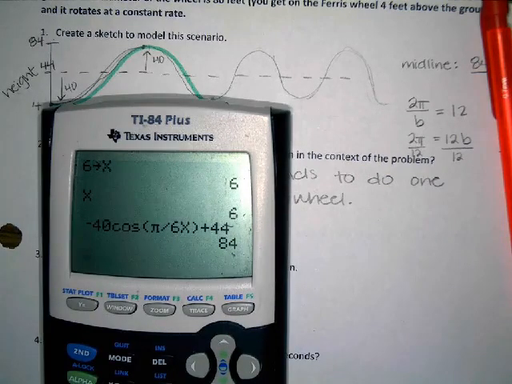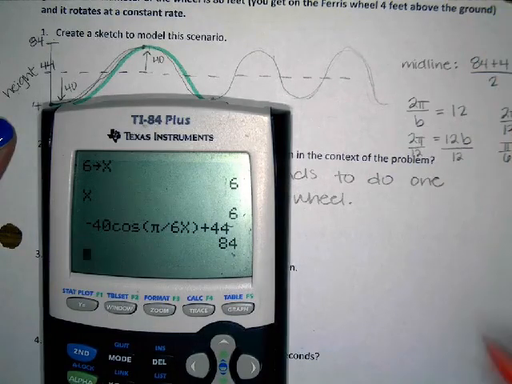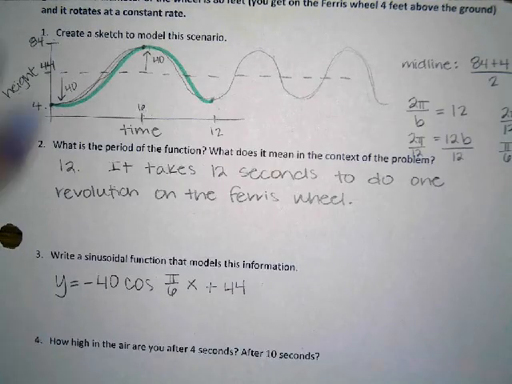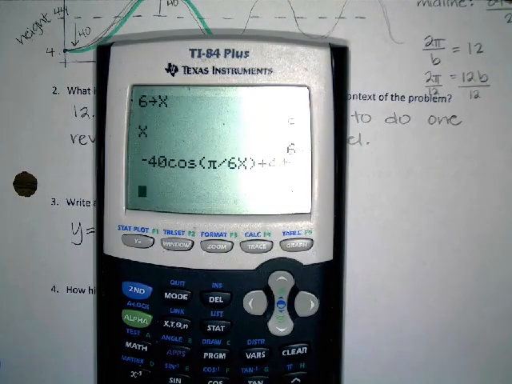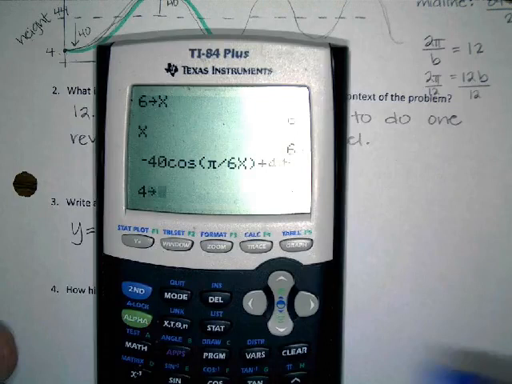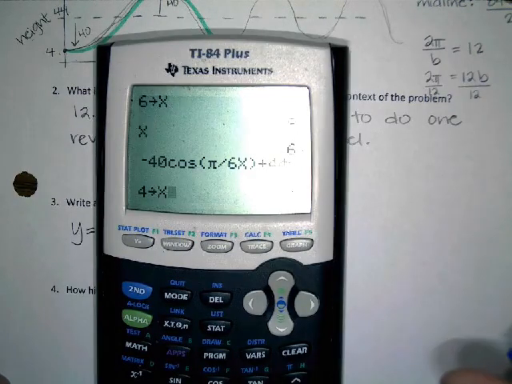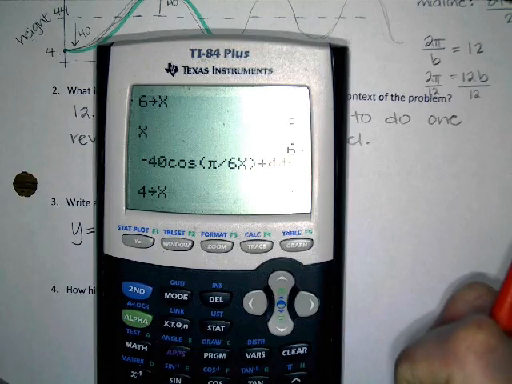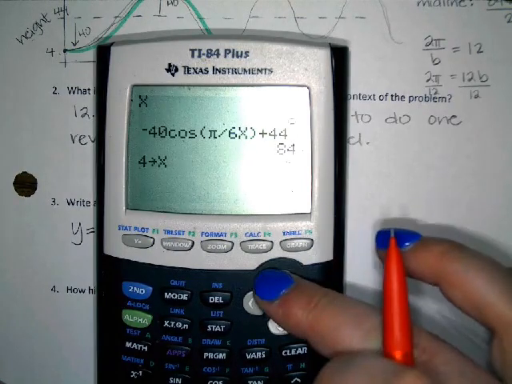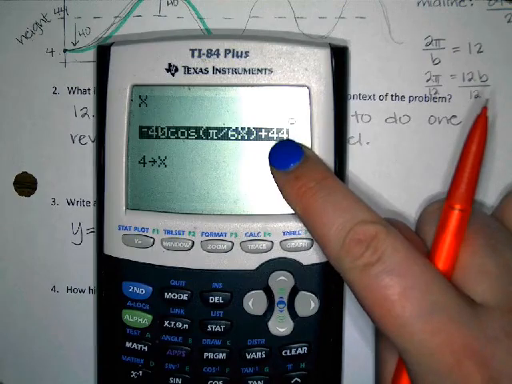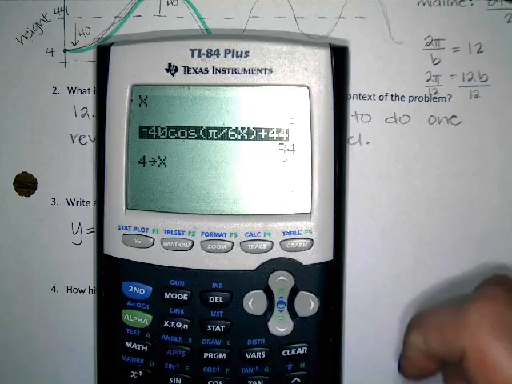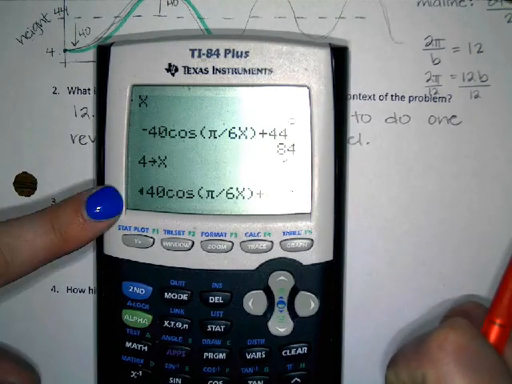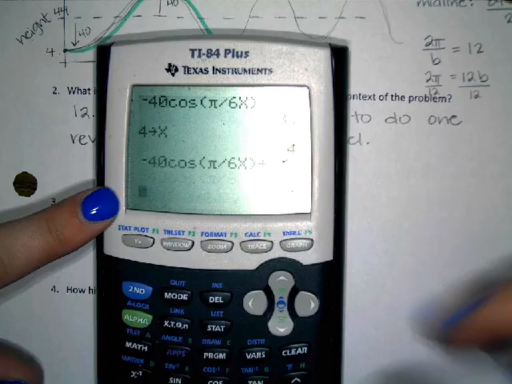Okay. We feel good about that? Okay, so we just verified our equation is correct. Now let's answer the question, how high in the air were you after 4 seconds? So what I'm going to do now is I'm going to take 4, I'm going to store 4 as x now. 4 stored as x. And I'm going to go up here and I'm just going to take this equation, I'm going to copy paste it. And this time it's going to take the equation, but it's going to plug 4 in instead. So copy paste, press enter, see what my new value is.